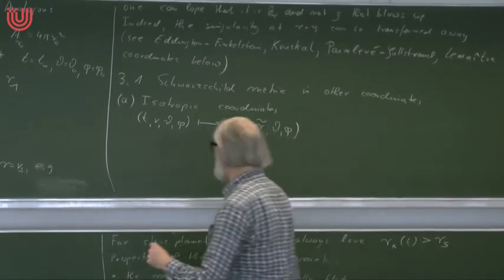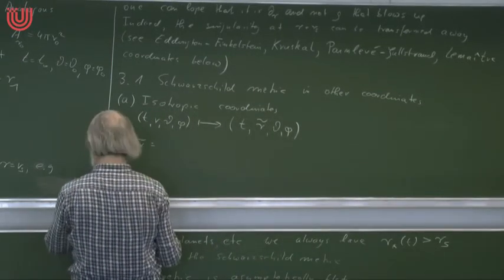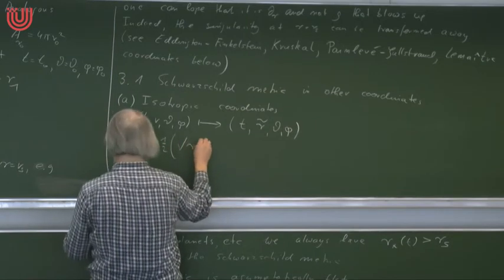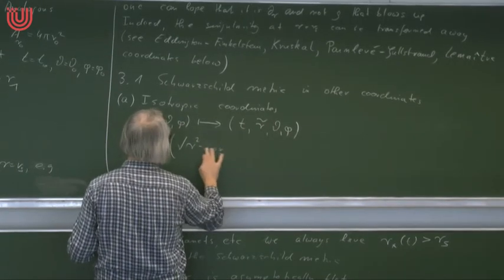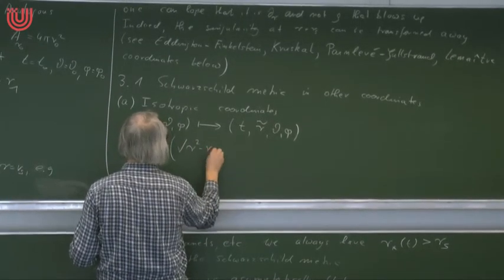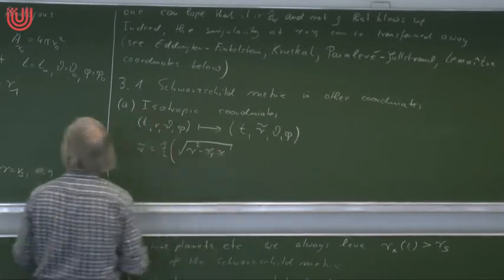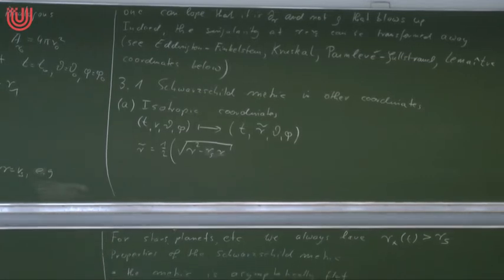So the r tilde is defined as 1/2 square root of r squared... I wrote 2m here. Our notation is rs. Sorry. Rs is the Schwarzschild radius. Do I have it still on the board? Where is it? Here it is. Rs.